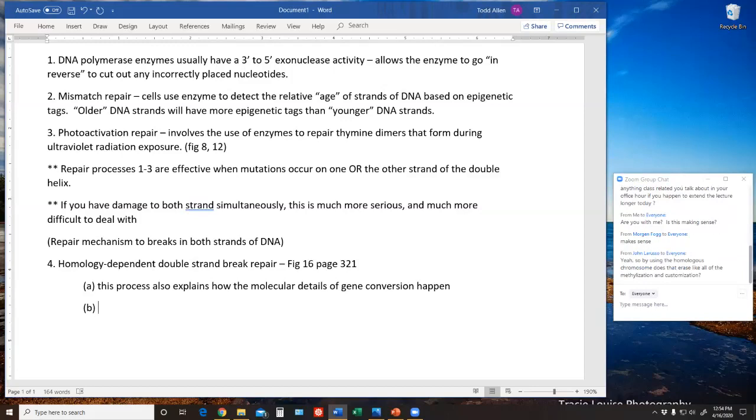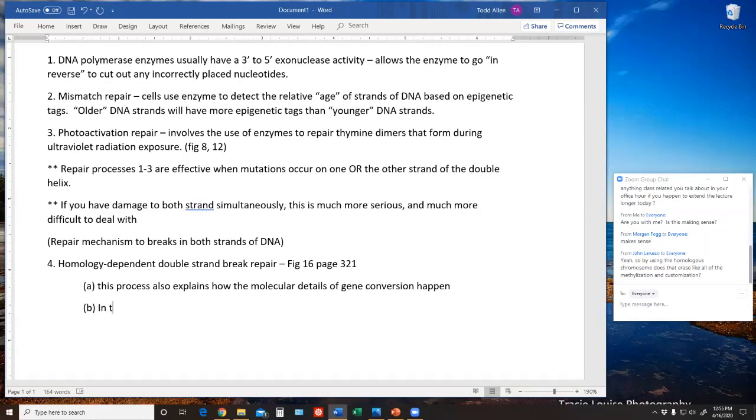So John asked, by using the homologous chromosome, does that erase all of the methylation and customization? It will momentarily, John. Yes, it will momentarily. Assuming that that cell survives, that newly repaired section will potentially be methylated or experience some other epigenetic modifications, but initially in the hours after the repair, yes, that will erase those tags.